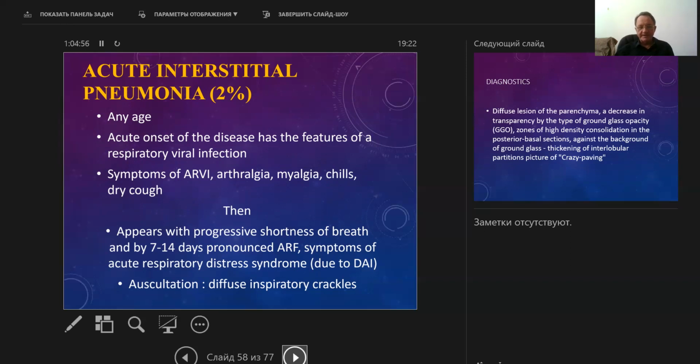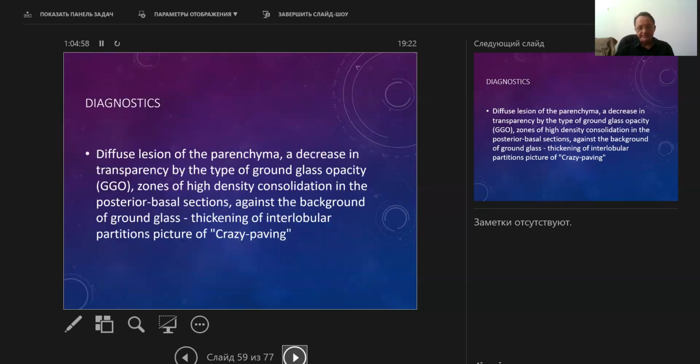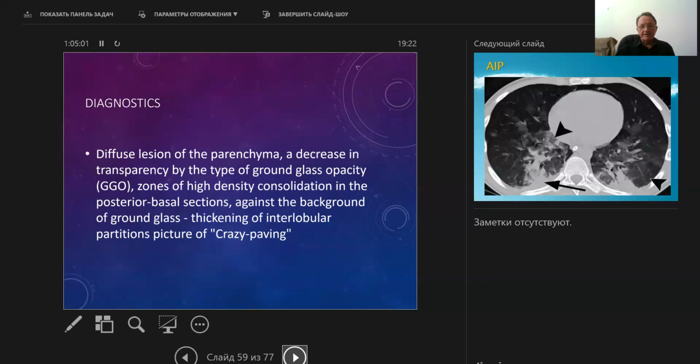Auscultation reveals diffuse inspiratory crackles. And computed tomography can show diffuse lesions of the parenchyma, decreased transparency of the ground glass opacity type, zones of high-density consolidation in the posterior basal section against the background of ground glass, thickening of intralobular partitions, a crazy paving picture.